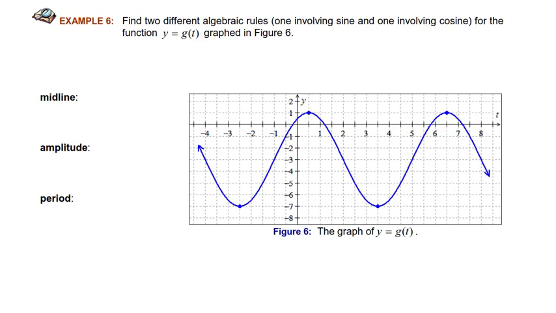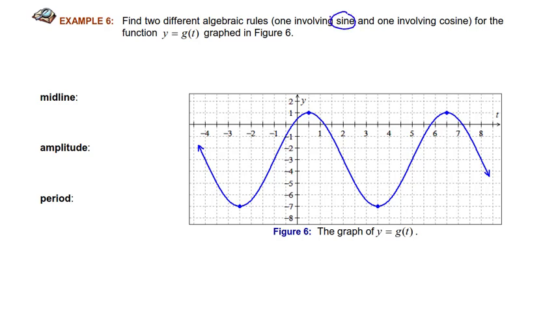In this example, we're going to find two different algebraic rules, one involving sine and one involving cosine, for the function y equals g of t graphed here in figure 6. First, let's get a template for the functions that we're going to find.